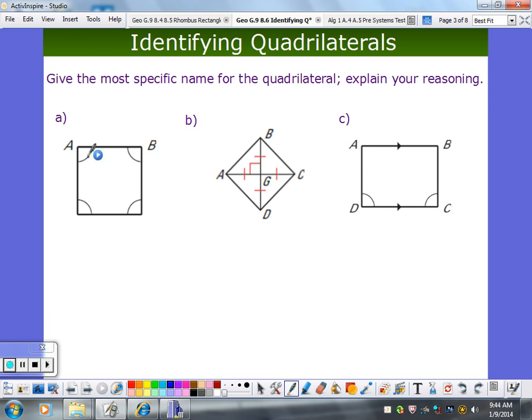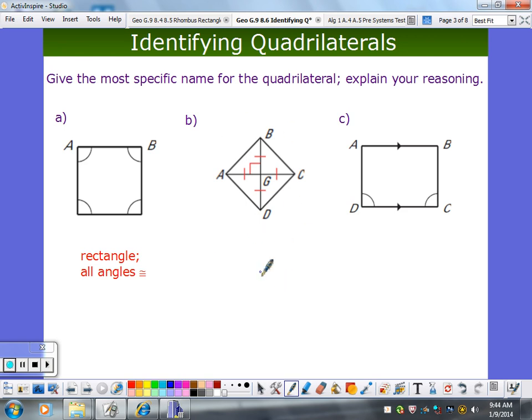Great. Now he's noticing all the sides are congruent. Because this is a quadrilateral, that's 360 degrees, so these all have to be right angles. That makes it either a rectangle or square. We don't know if the sides are all congruent, so the best we can do is say it's a rectangle because all the angles are congruent.